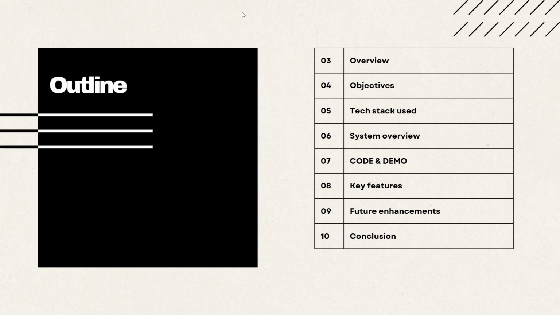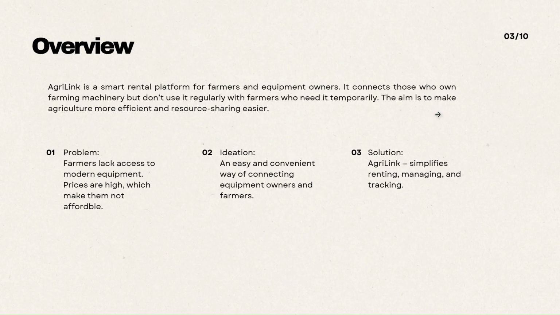Now let us take a look at the objective, project scope, and the target users. The primary objective of Agrilink is to simplify equipment access through digital transformation. From a technological perspective, our goal was threefold. First, create a full stack web application using modern frameworks like Next.js, React, and Firebase, ensuring scalability, security, and maintainability.